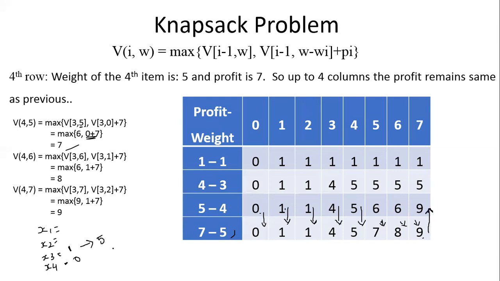So here the capacity of the bag is 7. Whenever this item is placed into the bag, the corresponding weight, that is 4, will be reduced and the bag capacity remains 3. That's why we will check the third column of this row.